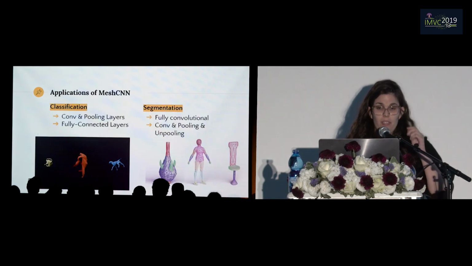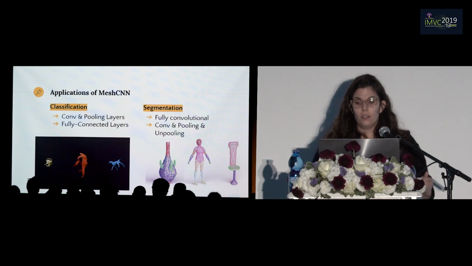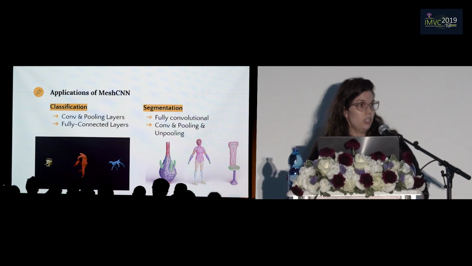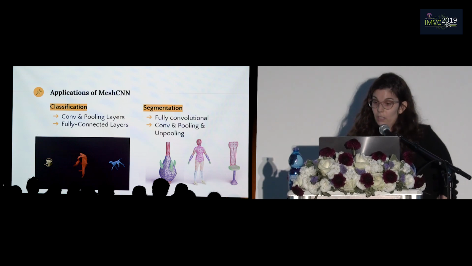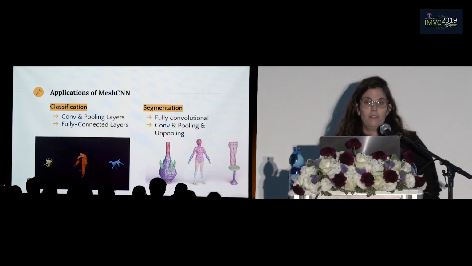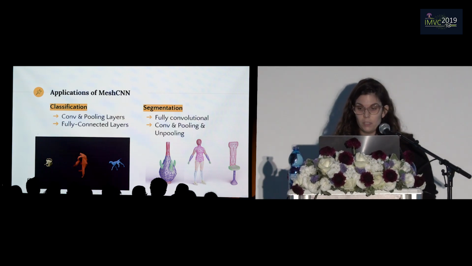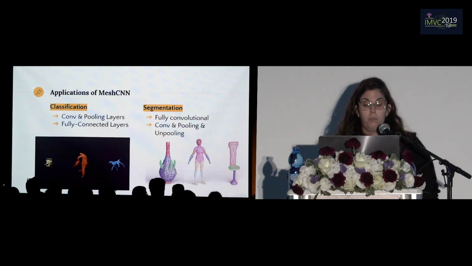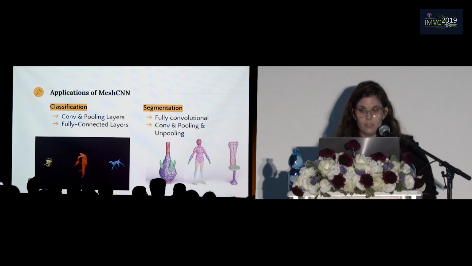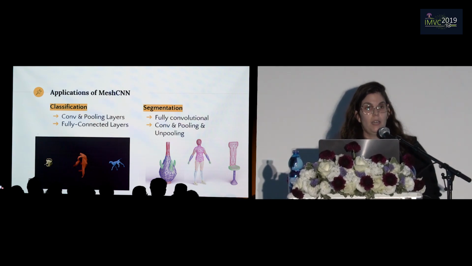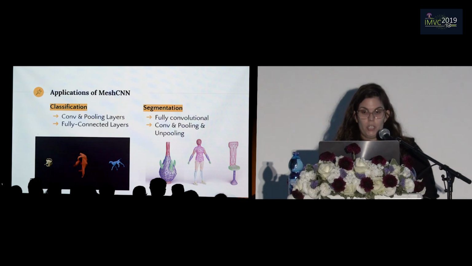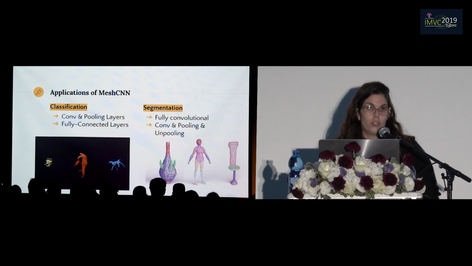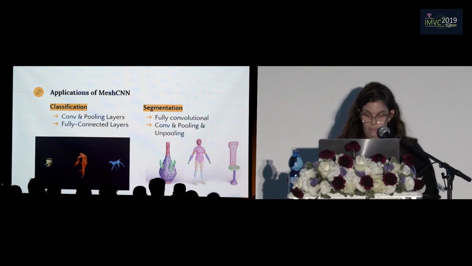Okay, so I'm only showing a few results of MeshCNN on tasks of classification and segmentation. Please see our paper online. We achieved state-of-the-art results on 4 different benchmarks. So for classification, we have convolution and pooling layers, which are followed by a global pooling layer before the fully connected layers. We also developed an unpooling layer, which we use for fully convolutional tasks, such as segmentation.